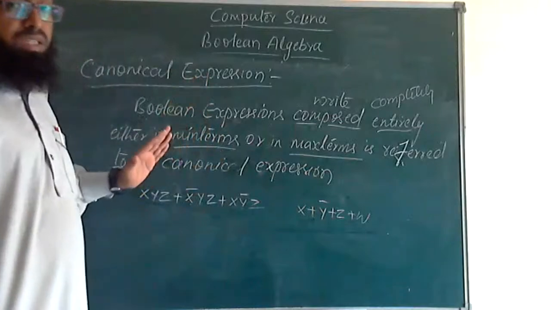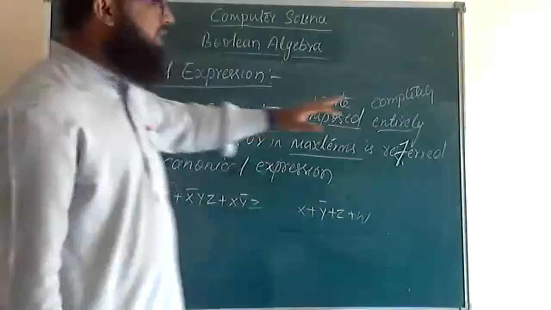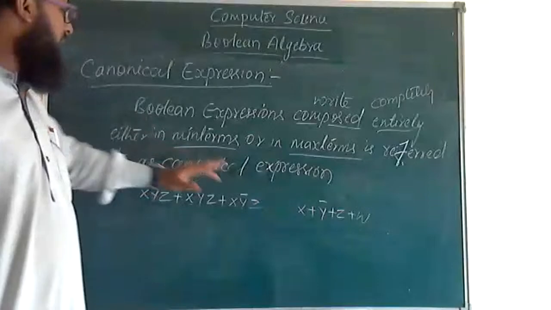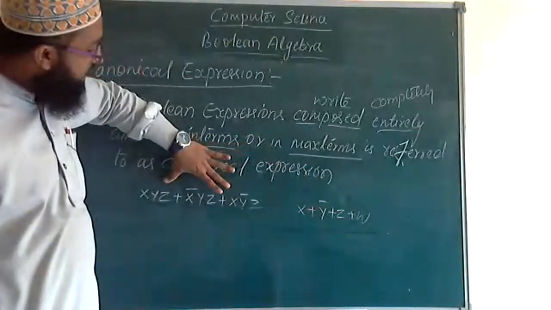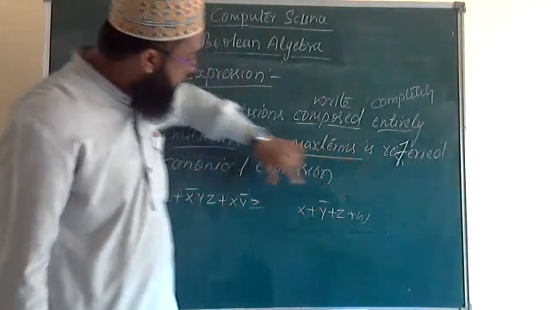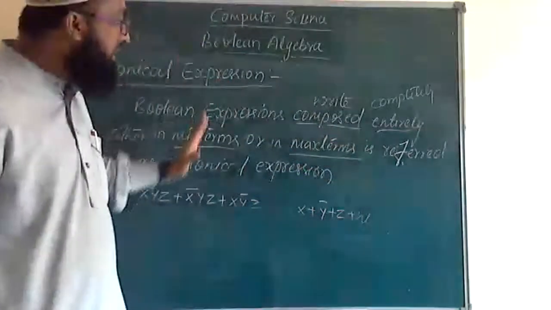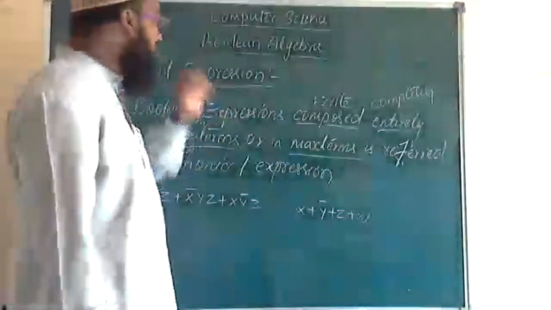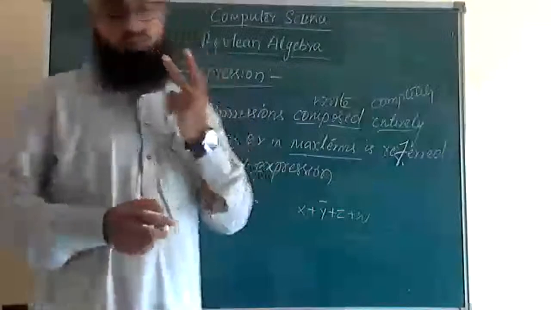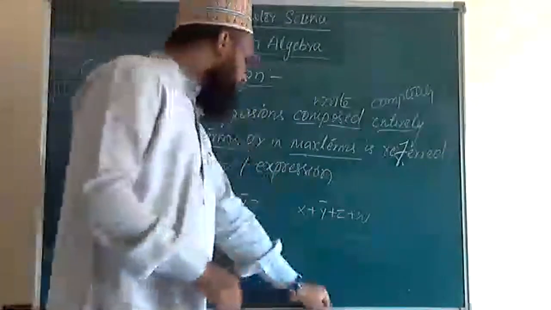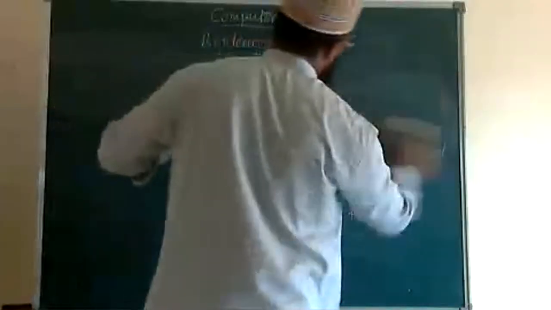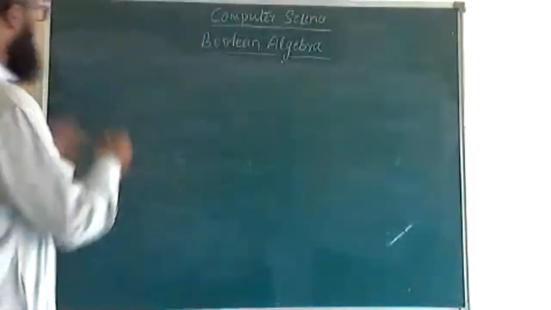So the canonical form means a Boolean expression composed entirely either in min terms or max terms is referred to as canonical expression. Here in between min terms we should not use the max terms, and in between max terms we should not use the min terms. That is the meaning here. Hope you have understood this canonical expression. In canonical expression there are two types. There are two types of canonical expressions.